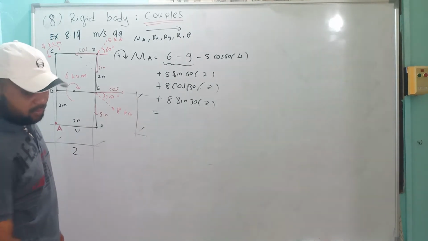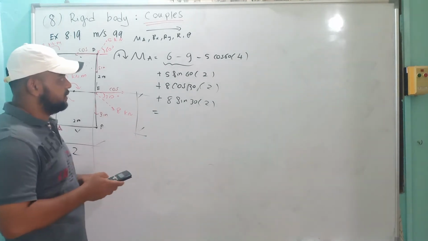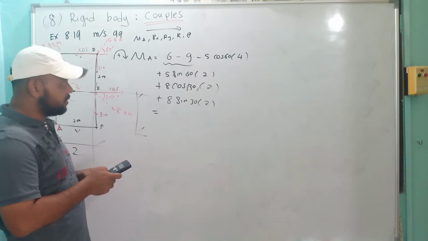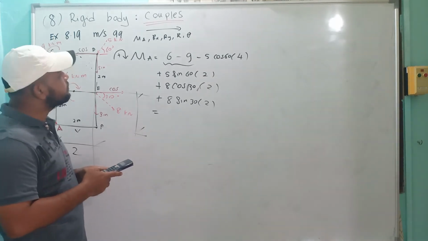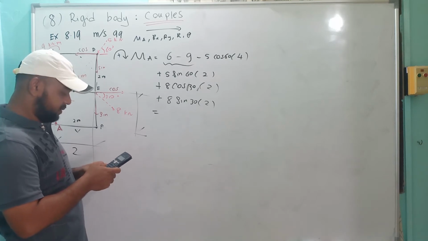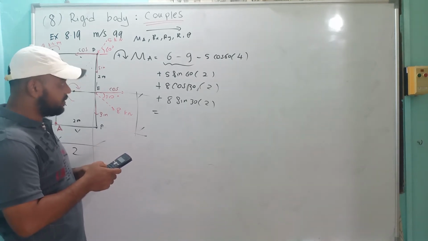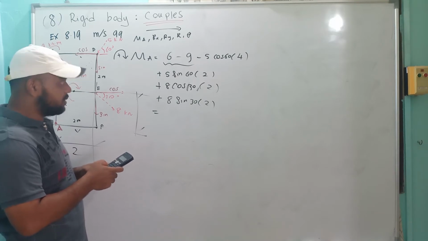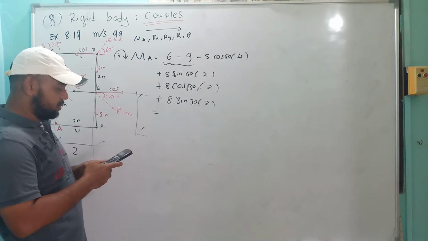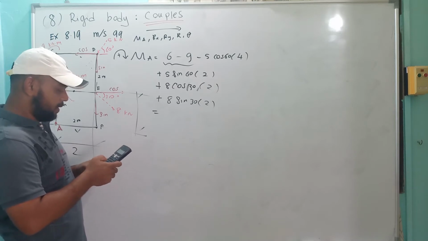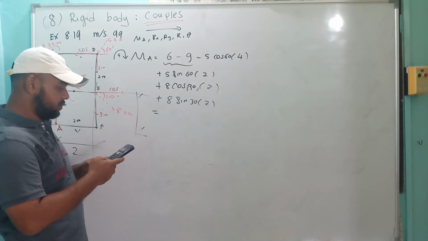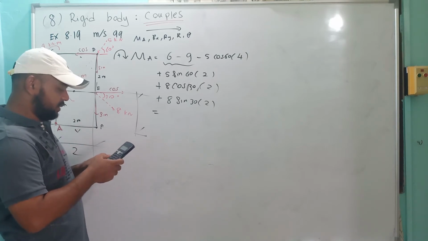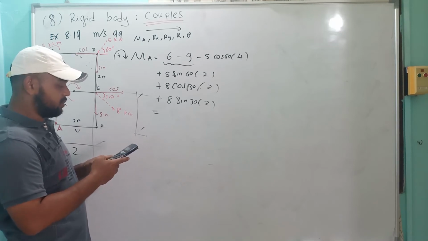Calculate that one. You will have negative 5 cos 60 times 4, plus 5 sin 60 times distance 2, plus 8 cos 30 times distance 2, plus again 8 sin 30 times distance 2, equal to, okay.